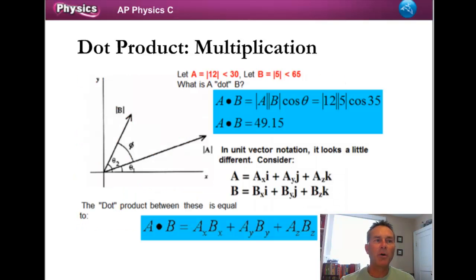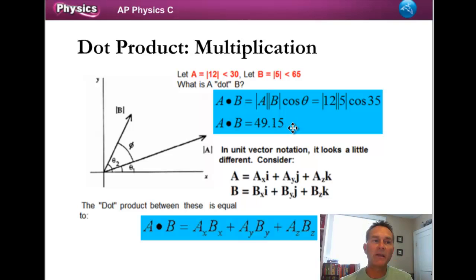In this example, I have vector A. It has a magnitude of 12, and again, this could be pretty much any type of unit here. It has an angle of 30 degrees. I have another vector B, which has a magnitude of 5 and an angle of 65 degrees. First thing you want to do is find out what the angle is between the two vectors. In this case, the angle would be 65 minus 30, which gives me 35 degrees. So all I have to do is take 12 times 5 times the cosine of 35, and I can find out the dot product is 49.15.